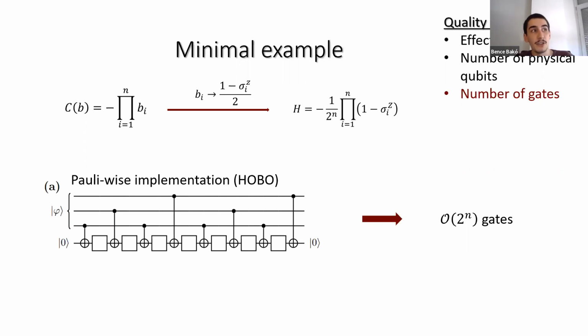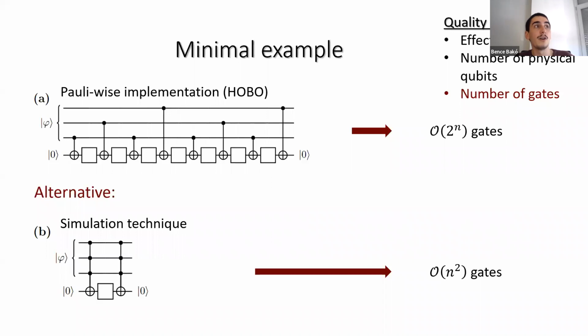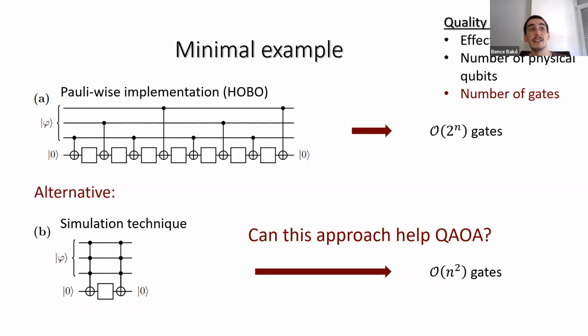However, there is an alternative approach. Instead of implementing each Pauli term separately, we can use a so-called simulation technique, in which case we just simulate the behavior of this circuit somehow. And with this approach, we can reduce the number of gates to the order of n squared. And now the question is, can this approach help our problem in the QAOA framework?